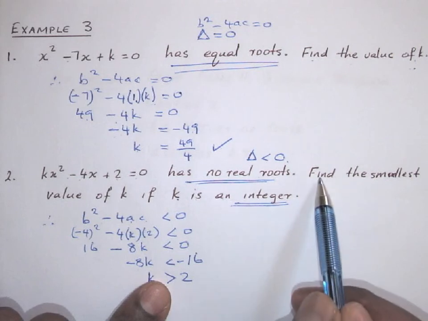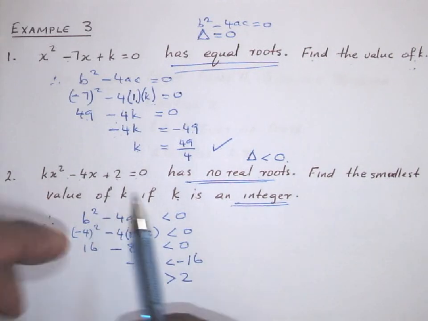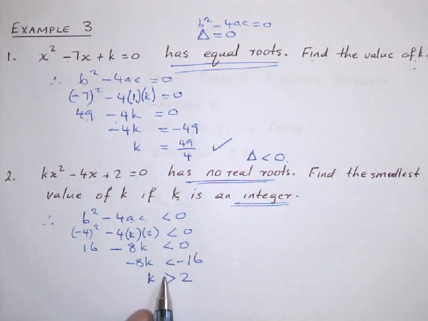What did they say? What is the smallest integer k which is greater than 2? That integer will be 3. Therefore, we can say our value of k will be equal to 3.